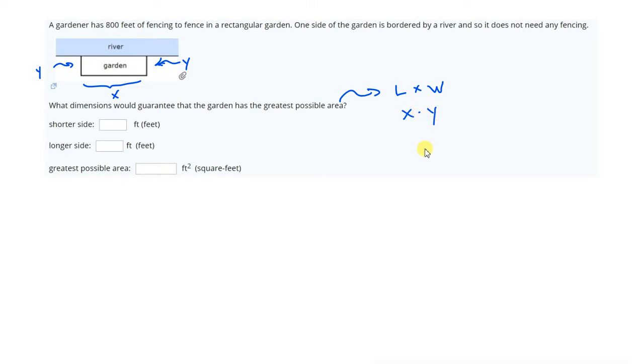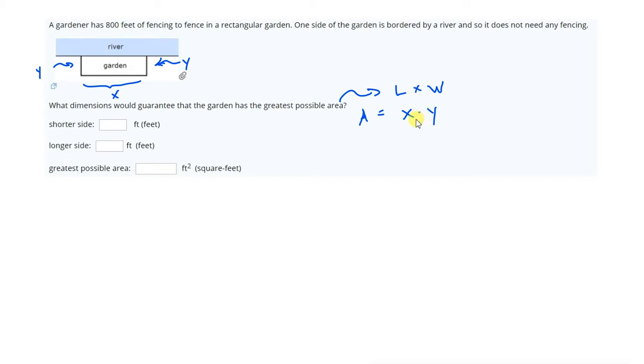Now, here's the problem. We've never seen functions that have 2 variables in them. So my area has 2 variables. But to find a graph of something, we just want 1 variable, 1 input. So what I need to do is write 1 variable in terms of the other. And the way we do this is essentially we use the other information.